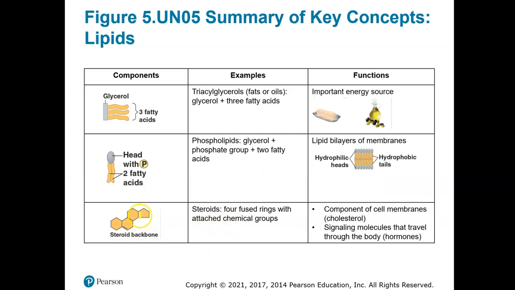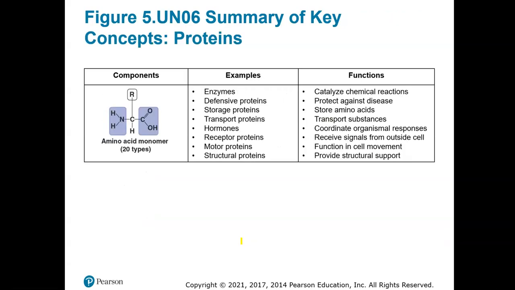And then we have steroids, which always begin with cholesterol. Cholesterol is the precursor molecule for steroid hormones like testosterone and estrogen. So these are all examples of lipids. Then we have proteins. The monomers of proteins are amino acids. Amino acids have a central carbon bonded to a hydrogen, bonded to an amino group, bonded to a carboxyl group. And what makes each of the 20 amino acids different from one another are the R groups.